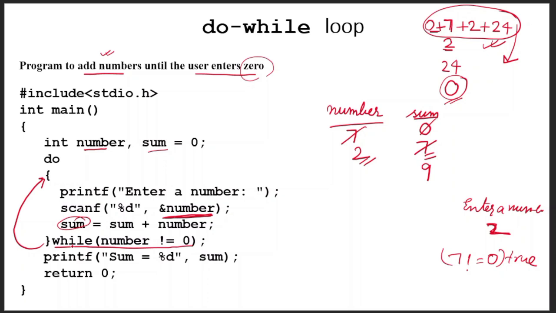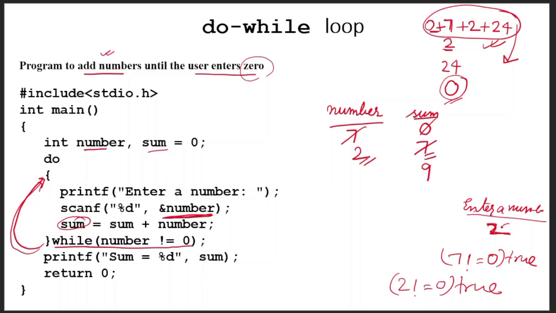Now again we will check the while condition, as it is an exit control loop. When you are exiting, you check the test condition, that is number not equal to 0. So 2 is not equal to 0, the condition is true. So when the condition is true, you again enter the do while loop body, and again the program will ask you to enter a number.